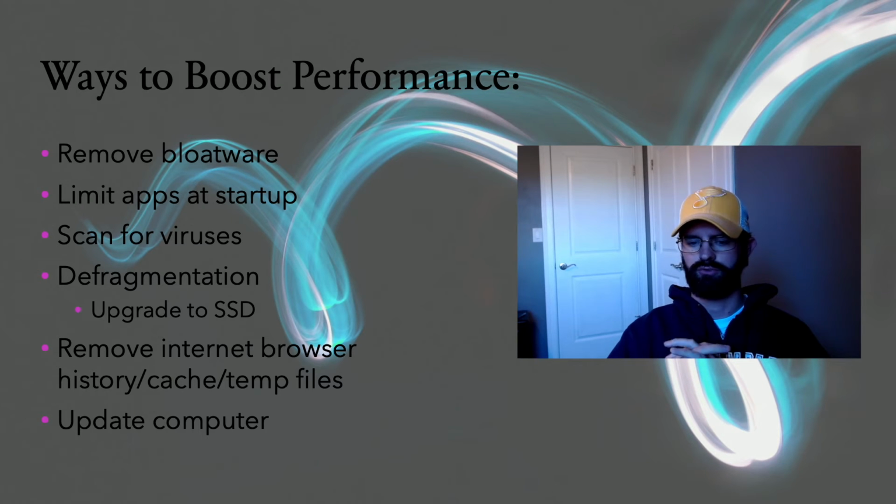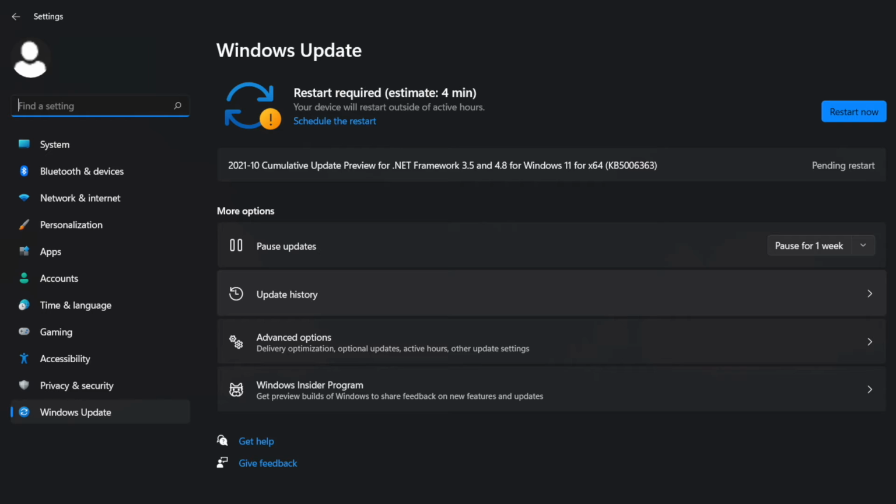Next, you want to make sure that your computer is up to date. You can either search for Windows Update, or you can go into the settings and select Windows Updates, and then make sure that your computer is up to date. That'll help with security more than anything, even if it doesn't boost your performance.